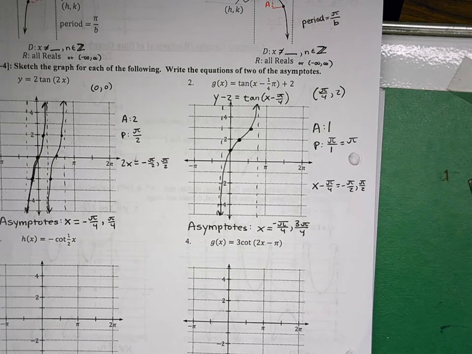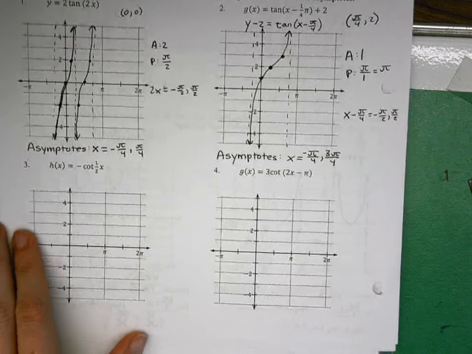Domain in this particular case, my domain's at negative pi over 4 and 3 pi over 4, so you would articulate your domain in terms of that pattern, and range would be negative infinity to infinity, as is going to be the range for all your tangents and cotangents. Okay?